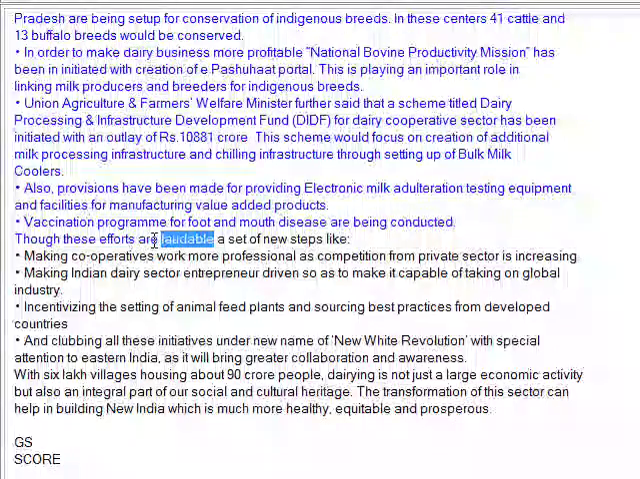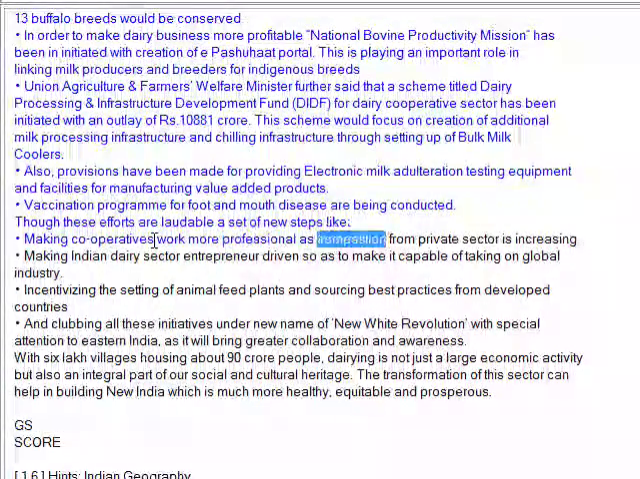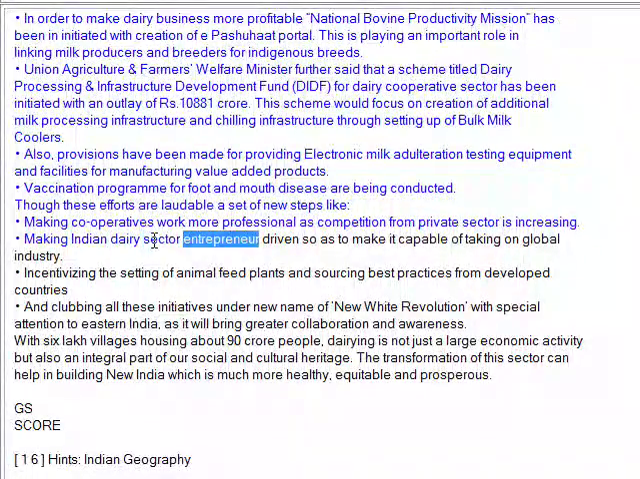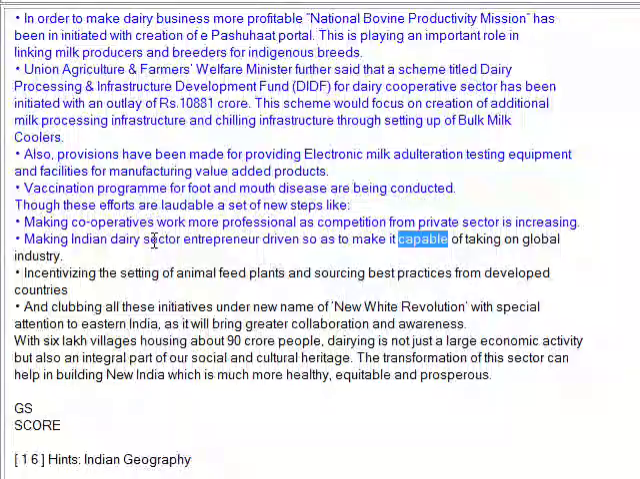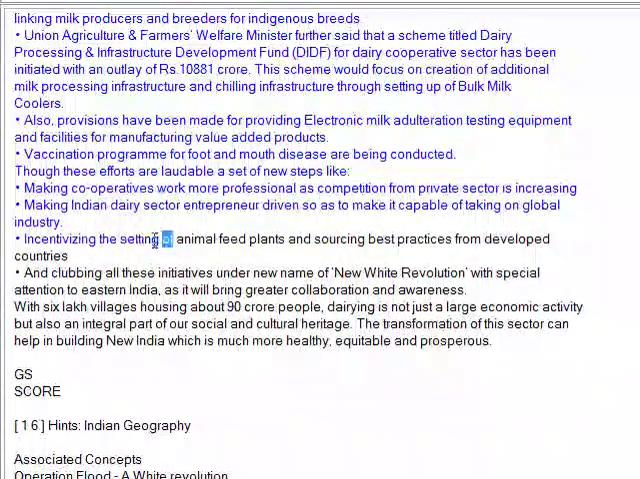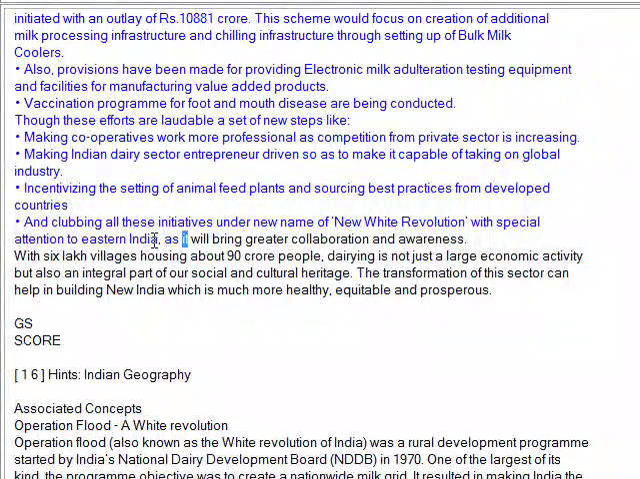Though these efforts are laudable, a set of new steps is needed: making cooperatives work more professionally as competition from the private sector is increasing, making the Indian dairy sector entrepreneur-driven so as to make it capable of taking on the global industry, incentivizing the setting of animal feed plants and sourcing best practices from developed countries, and clubbing all these initiatives under the new name of New White Revolution, with special attention to Eastern India, as it will bring greater collaboration and awareness.